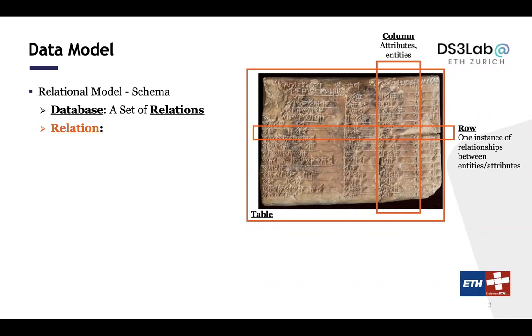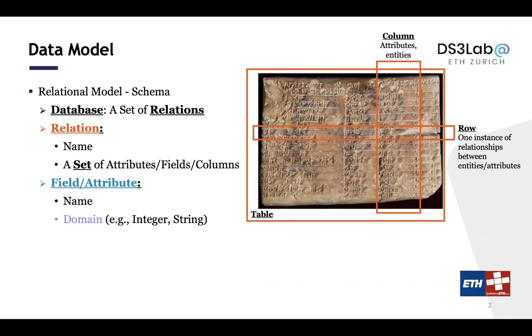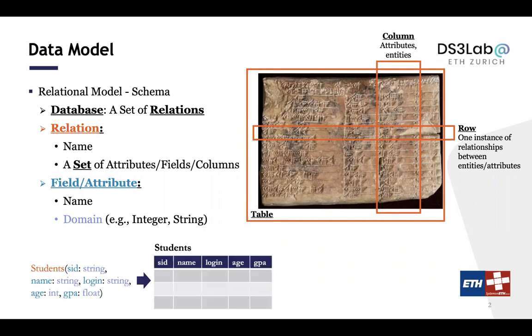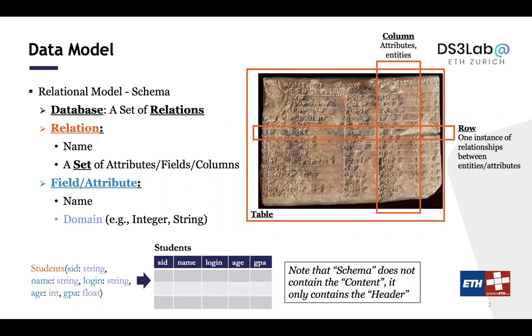So you have the schema, right? The database is a set of relations. Each relation has a name, has a set of attributes. Each attribute has a name and has a type, right? So we have been looking at this example for a long, long time, right? So if you give me something like this, you are defining a relation that looks like this.